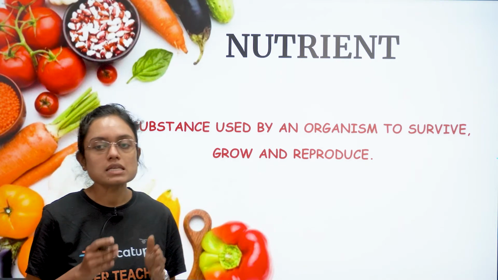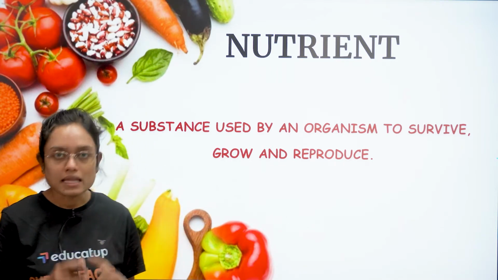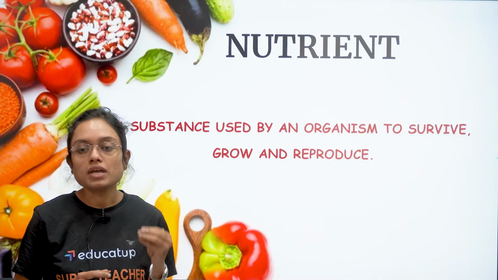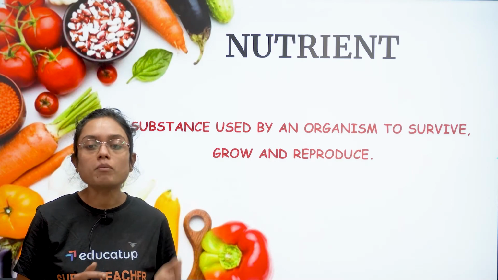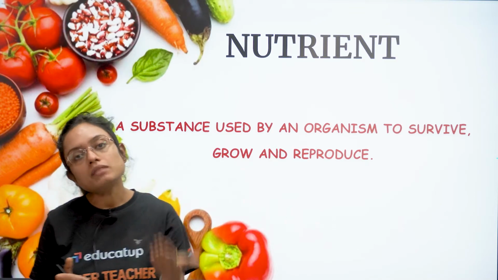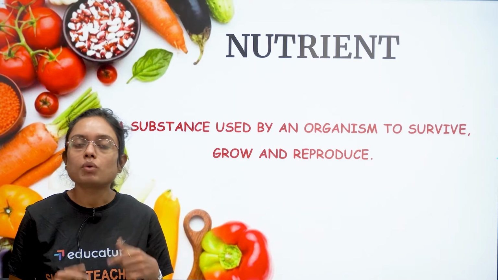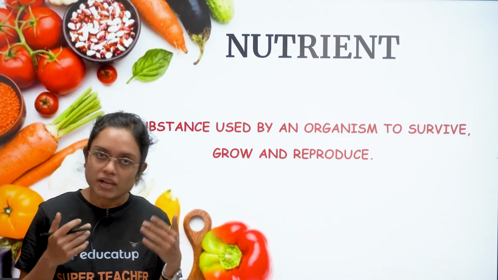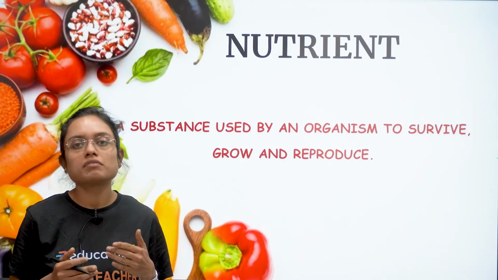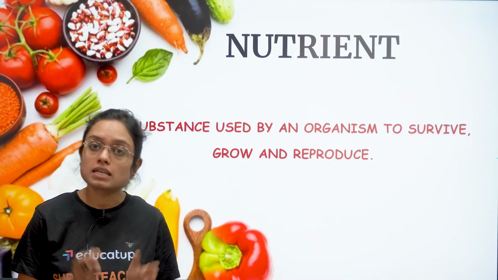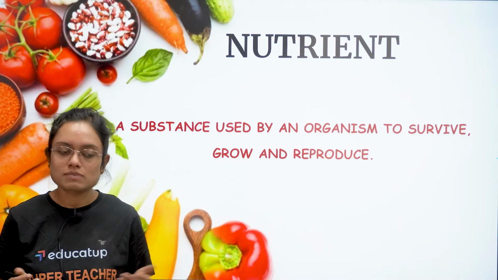So nutrient is a substance used by an organism to survive, grow and reproduce. That means nutrients are actually that form of energy which is supplied by the food item that we have eaten. And that nutrient only works in our body for providing energy, for doing all the physical labor work, everything. Now there are different types of nutrients present in different food items. Now let's move ahead and see.